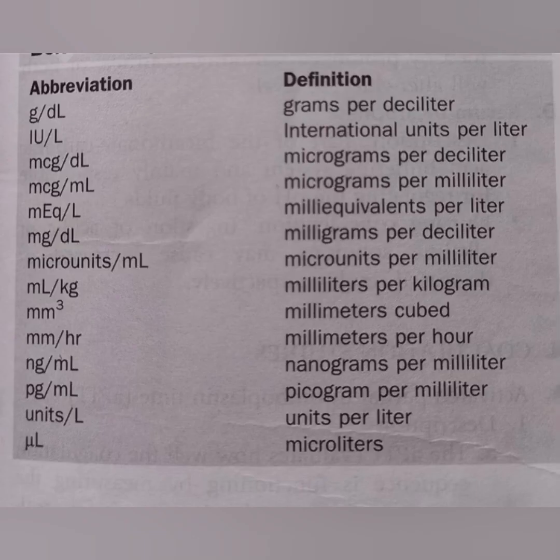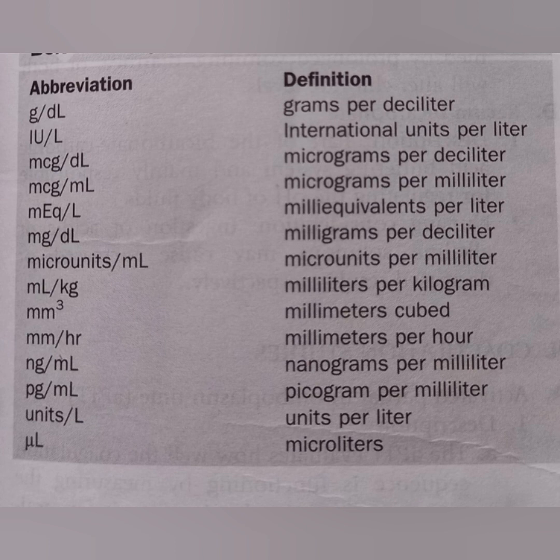Some common abbreviations we can see. g/dL means grams per deciliter. IU/L means international units per liter. mcg/dL means micrograms per deciliter. And mcg/mL means micrograms per milliliter. mEq/L means milliequivalents per liter. mg/dL means milligrams per deciliter. And microunits/mL means microunits per milliliter.